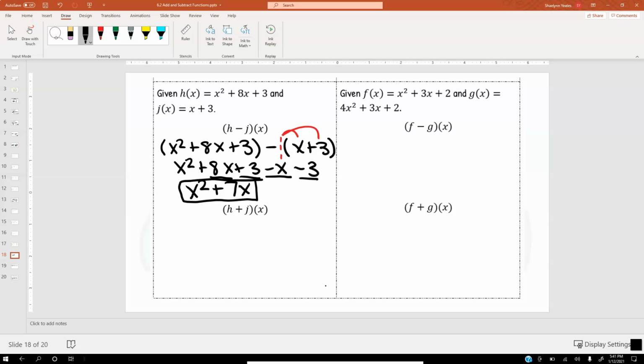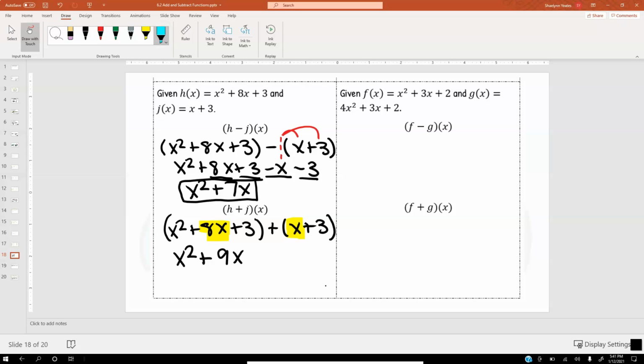So we're going to do h plus j. So now we've got x squared plus 8x plus 3. We're going to add x plus 3. So from here, I actually only need to combine like terms because there's no negative 1 to distribute. So I have an 8x and a 1x. X squared didn't have anything to combine with. 8x plus 1x is 9x.